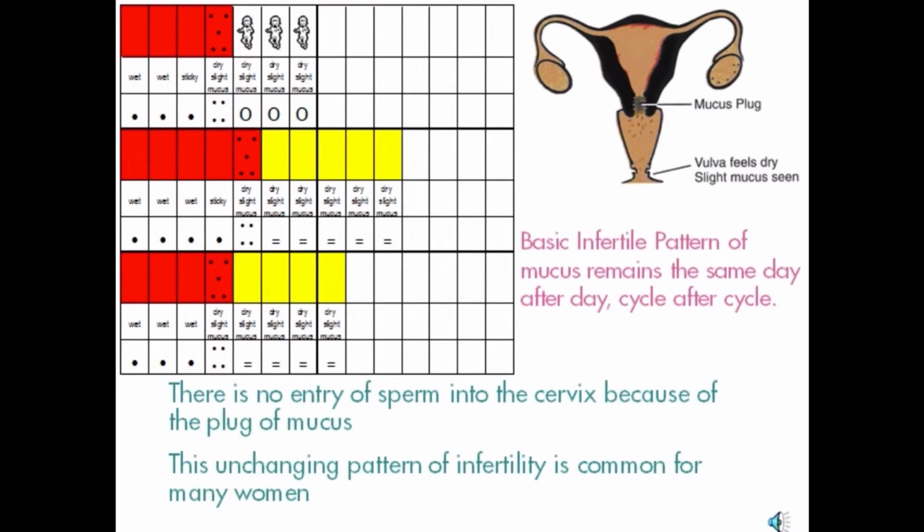As for the woman who is dry, there is no entry of sperm during this basic infertile pattern. The basic infertile pattern for a woman with an average length cycle will be either dry or an unchanging discharge.